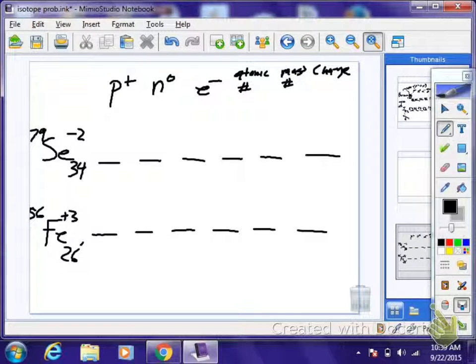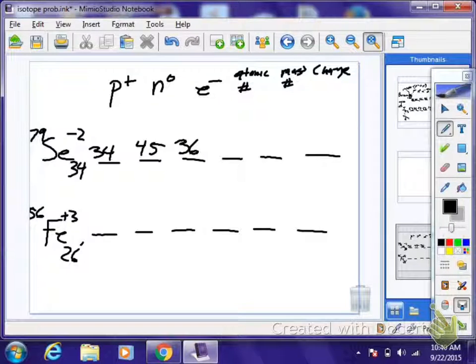Okay, we're going to do the top one. 34. What is it? 45? Yeah. All right, here's the key. Did you do this one right? 36. Why I have 36 is because it's a -2 charge, and I have 2 more negative particles. And electrons are negative. So if I have 2 more negative particles, that makes it a -2.